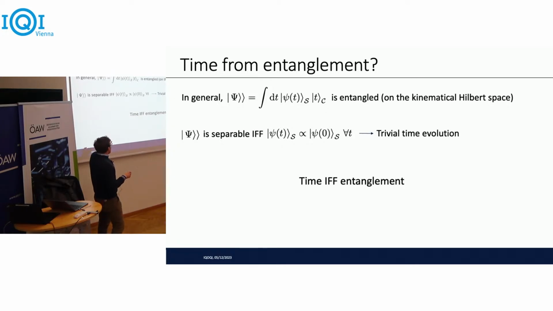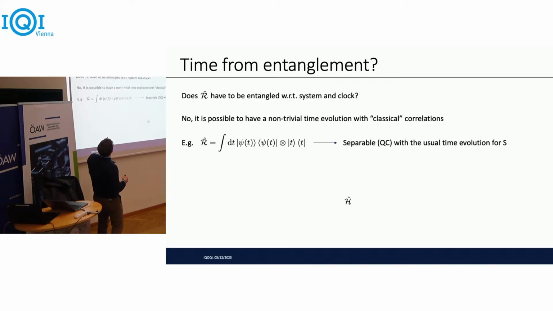Great, and so time in some sense emerges from the purely quantum correlations between system and clock in this picture. And I'm going to show you later why that is not always the case. Actually, here I'm going to mention mixed states of a universe: is it still the case? Do we need the state of the universe to be entangled with respect to system and clock? And now the answer is no. We can encode the usual time evolution on the system in the classical correlations between system and clock.